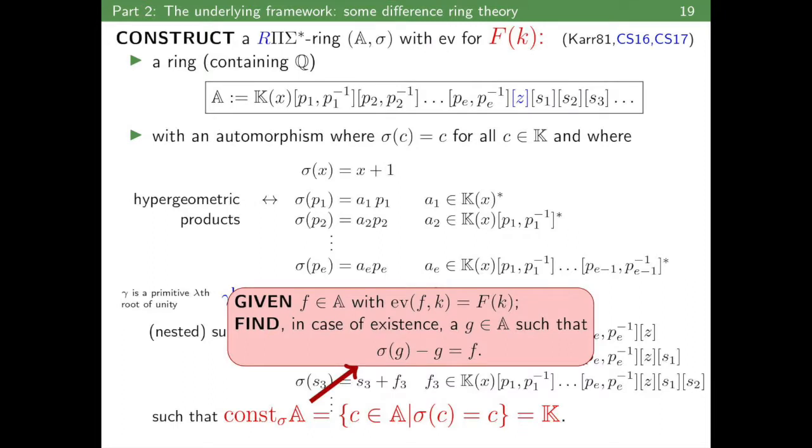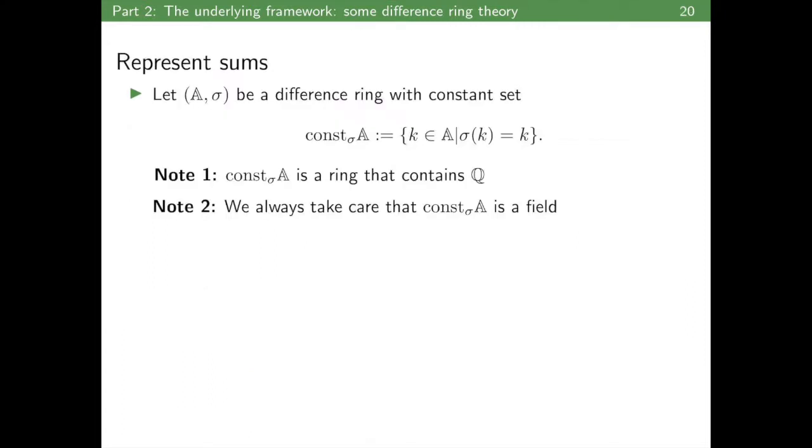Let me show you how this can be done, that the constants are not extended. Let me give you some more details. So let's start to represent sums. Let (A, sigma) be an arbitrary difference ring on this level. So I have constructed already several sums below, and everything is nice. And let's take the set of constants.